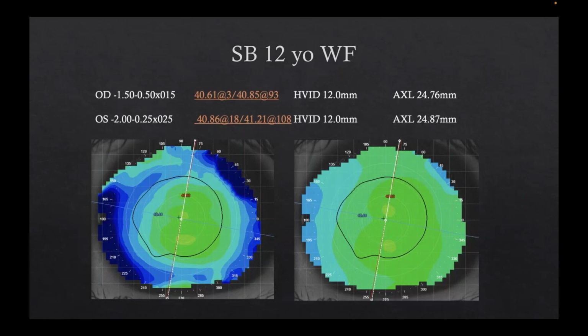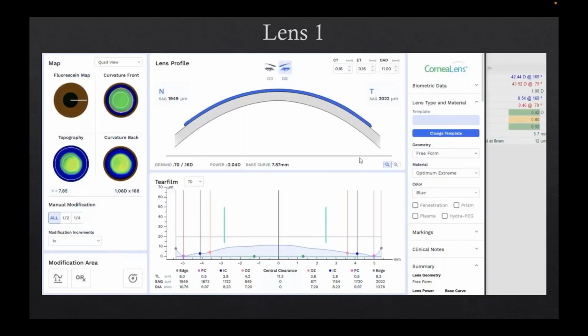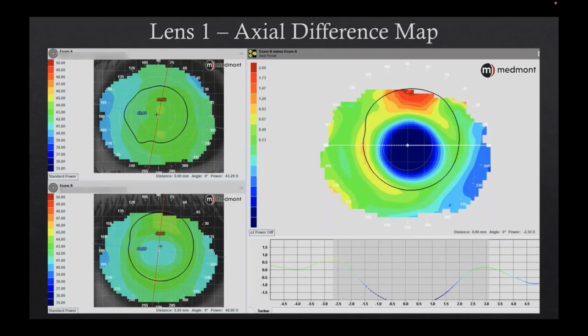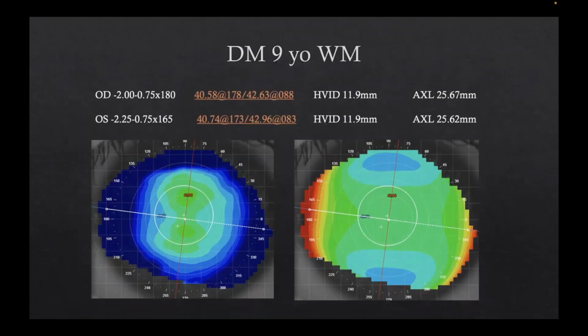I actually want to jump past this case because of time, I want to leave enough time for questions. So I'm going to jump to this one. This was a pretty cool case, I thought. So there's a 9-year-old boy, low minus, low cylinder, big axial length. So this, and a flat cornea.